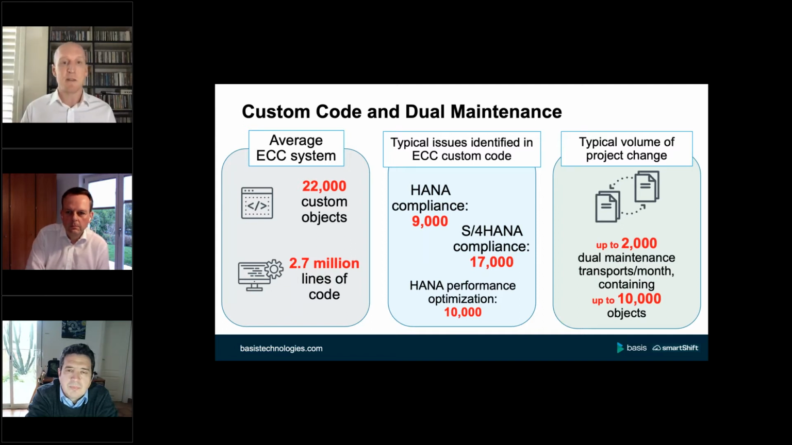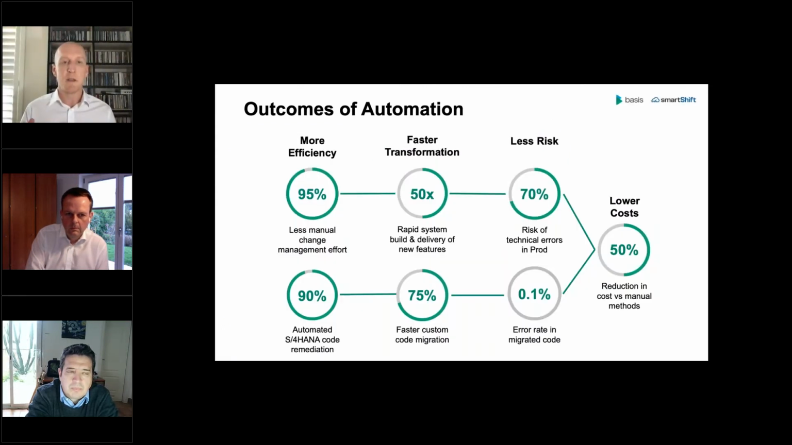So the challenge around these two areas is quite considerable, and accelerating and improving our approach to custom code remediation and dual maintenance can actually have quite a major impact on an S4 program. Just to give a sense of that, we're going to come back to this later, but I wanted to give a feel at the beginning of today's presentation of the kind of savings and impact we can talk about: a huge reduction in manual effort, for example, and risk and cost in these particular technical areas we're going to look at today.